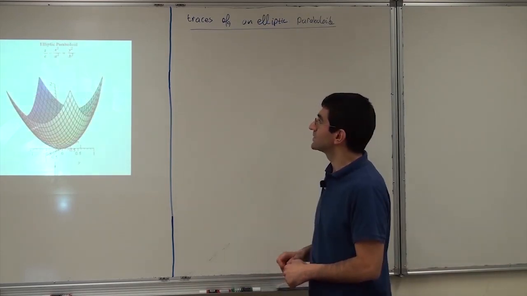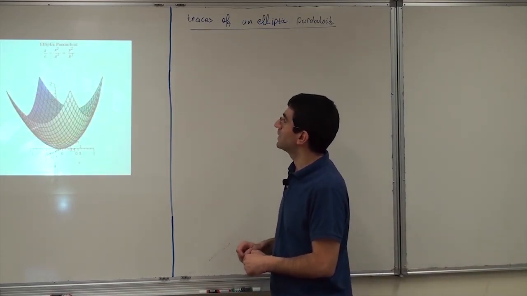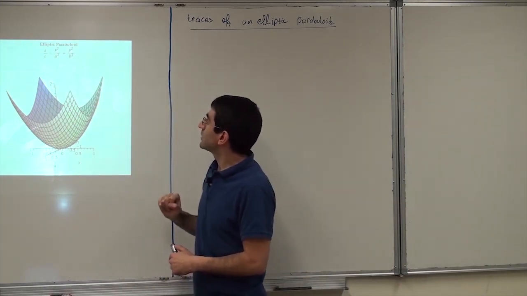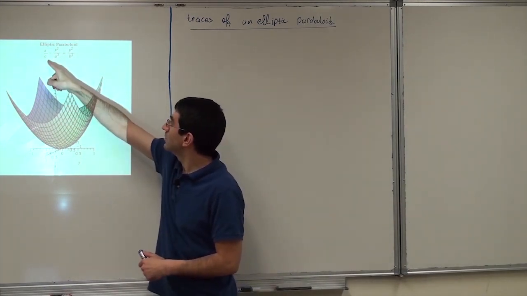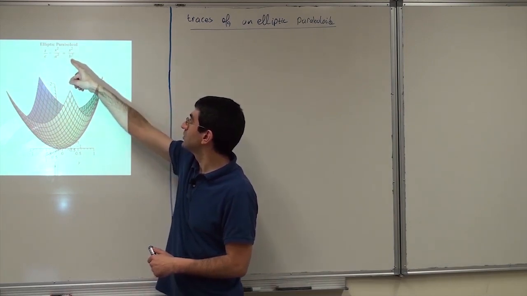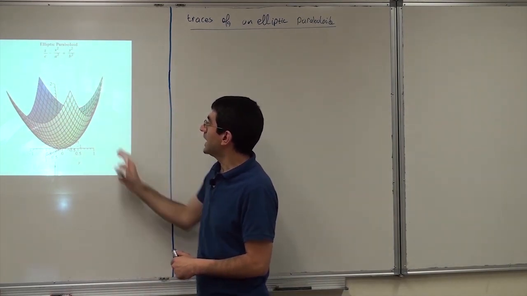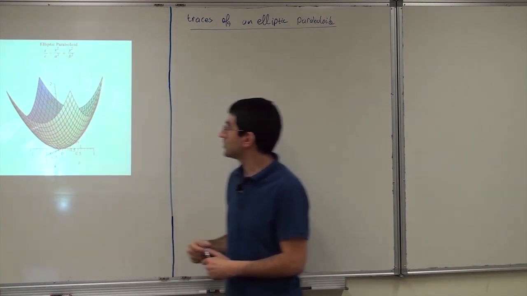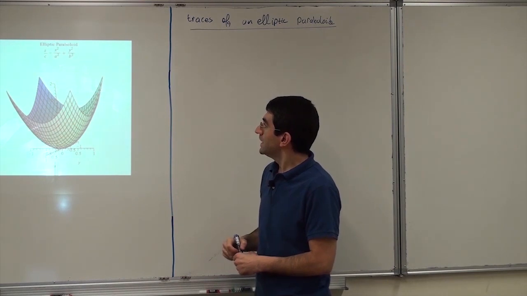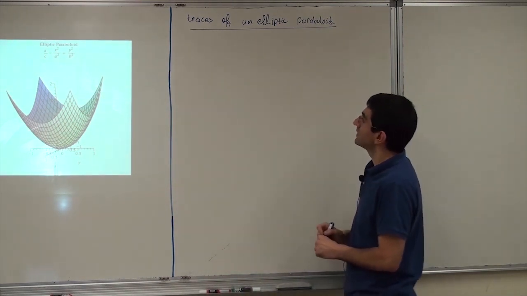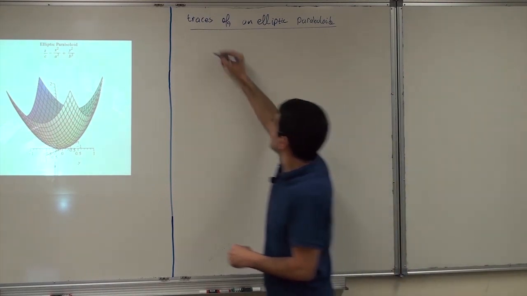Our next quadratic surface is the elliptic paraboloid. The general equation of the elliptic paraboloid is of the form z over c equals x squared over a squared plus y squared over b squared. And the graph of this quadratic surface is as shown in the picture. Now, let's investigate the traces of an elliptic paraboloid.